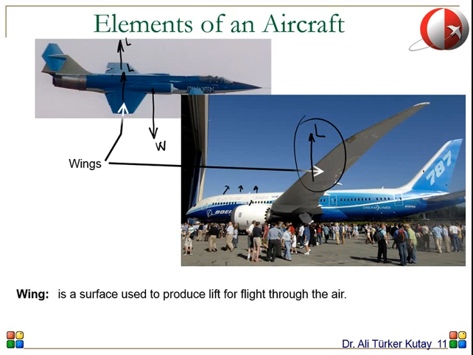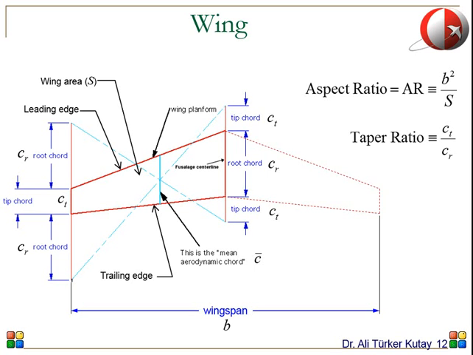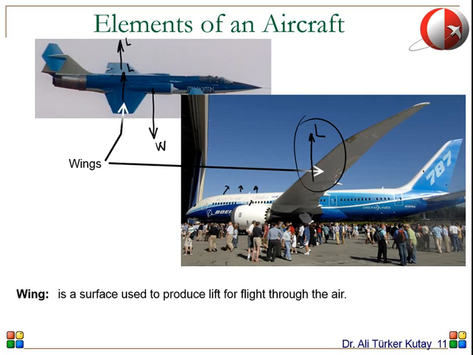And to be able to study the forces created by the wings, we need to somehow take the shape of the wing into account. To be able to do that, we need to define certain things. For example, we have two different wings here. This is one of them, and this is the other one. Obviously they are very different. But how different are they? We need to put these differences into numbers.